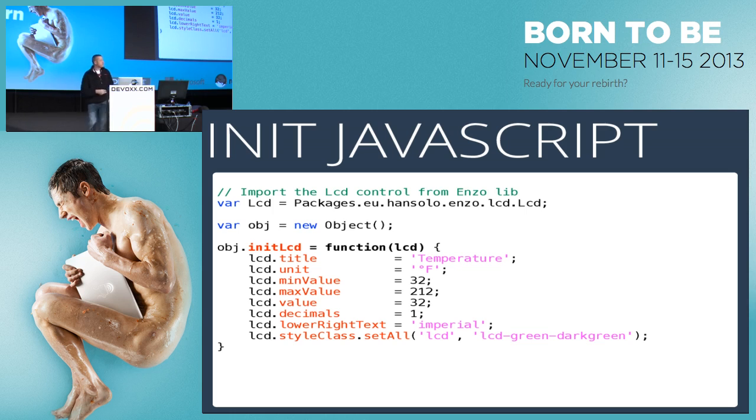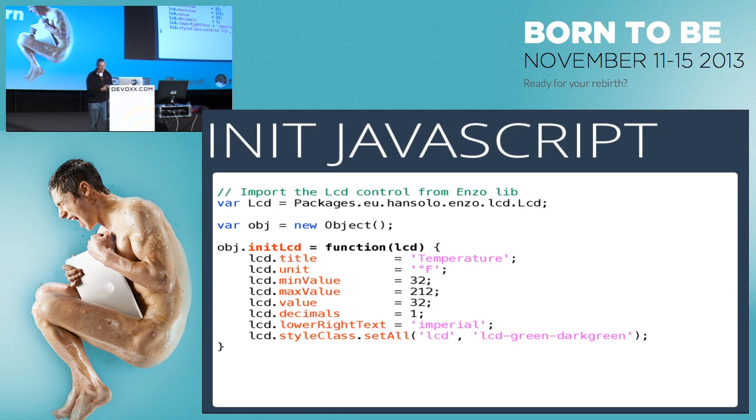And to be able to do that, you have to import the LCD control from the packages there. It's this packages, EU, Han Solo, and so LCD control. And then you create a JavaScript object, and for that object, you create this method that I called here init LCD. And you pass the LCD control to that method. Right? So that's the idea.